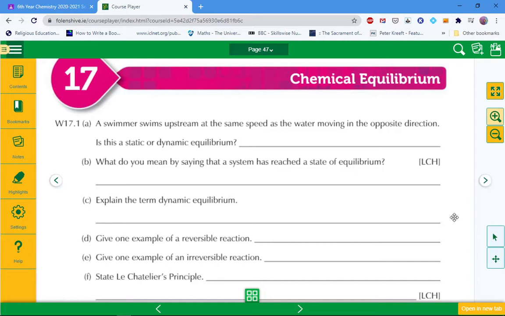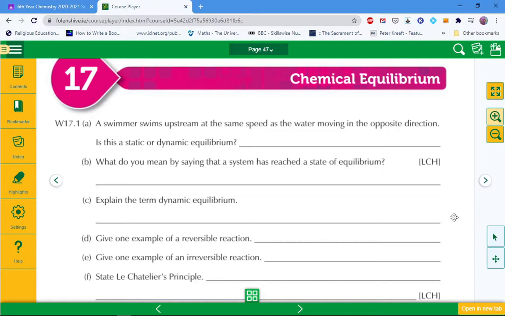Okay, 70.18. A swimmer swims upstream at the same speed as the water moving in the opposite direction. Is this static or dynamic equilibrium? Now, the key thing to remember about two words, static and dynamic. Static means stopped. Static means no movement. So there's a swimmer swimming and there's water moving. That's obviously dynamic equilibrium, okay?